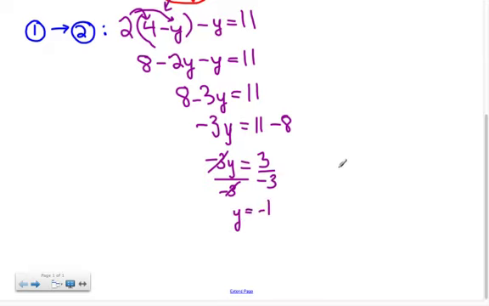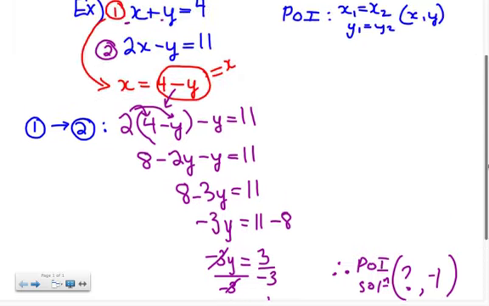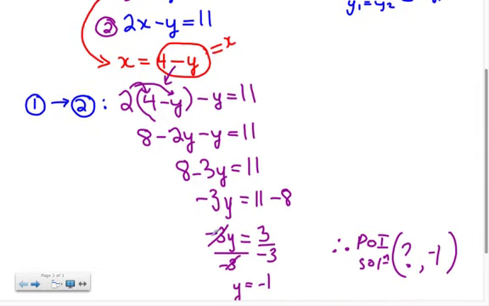-1. So therefore, what I have so far is that the point of intersection, or we could also write the solution, is something x and -1y. So let's go back and see if we can figure out where we can get that x from. Let's go back up here. Oh, look at this. I now know what y is. And I've isolated x here. X is saying all the x's are going to equal 4 minus whatever the y is.